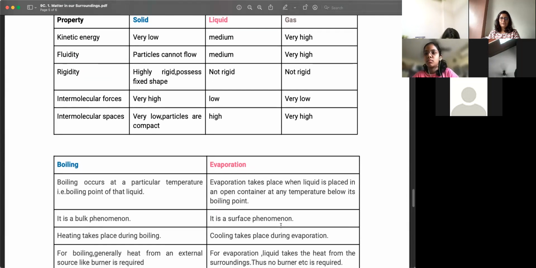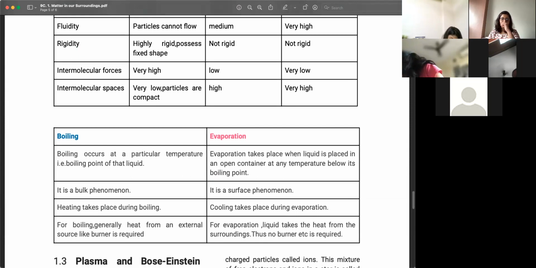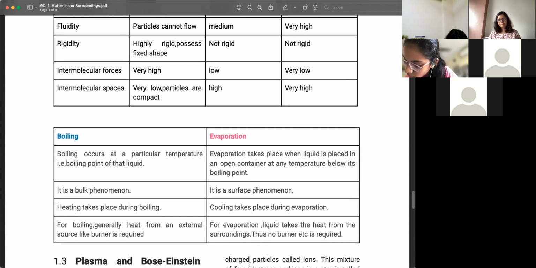Okay, so once you're all finished, then I'll discuss plasma and BEC. And we can do a few questions. We have time for that. Done. Cool. Ashmi is finished. Swani also looks like she's done. Cool.